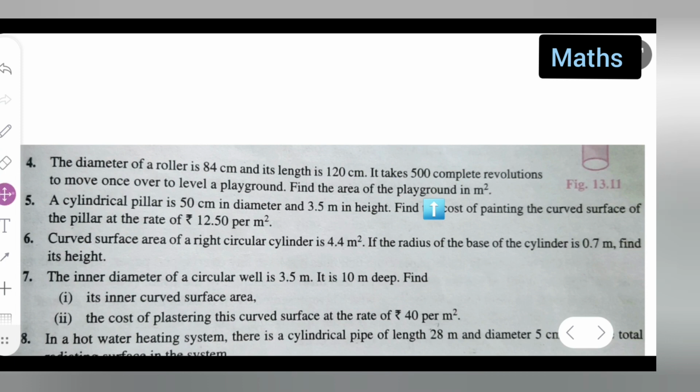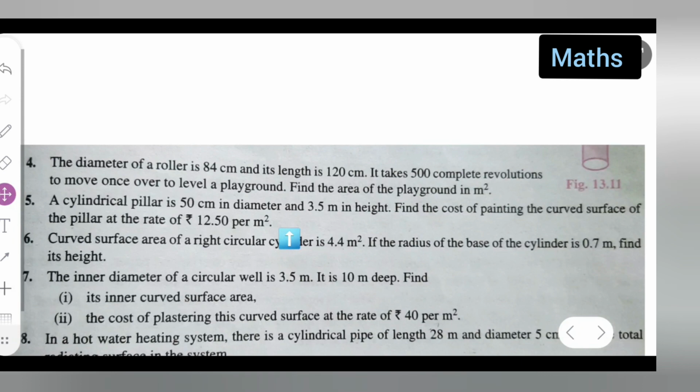A cylindrical pillar is 50 centimeter in diameter and 3.5 meter in height. Find the cost of painting the curved surface of the pillar at rate of rupees 12.50 per meter square. So you have to find the cost of painting the curved surface area of the pillar at rate of 12.50 per meter square.